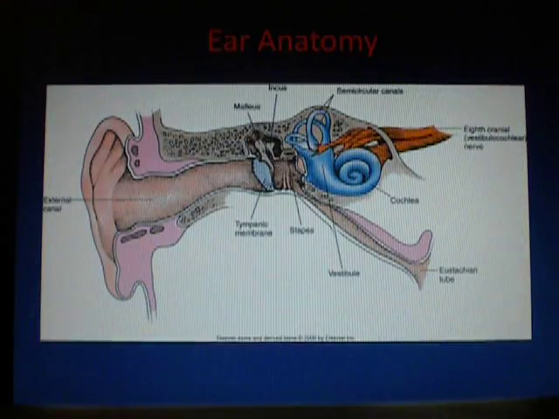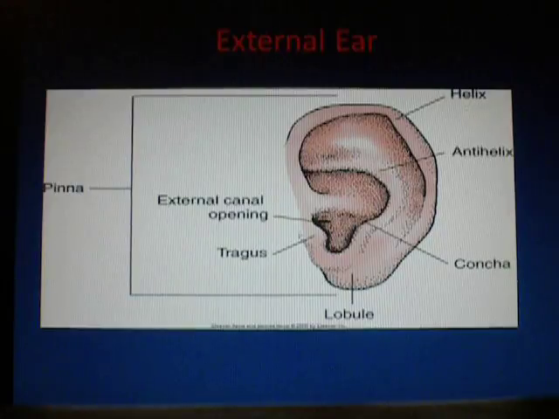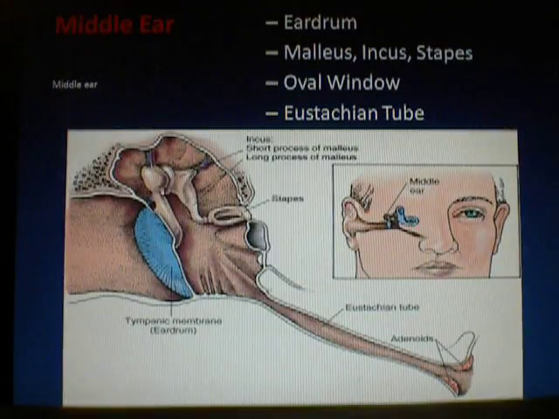Let's look at the anatomy of the ear. The ear is composed of three sections: the external ear, middle ear, and inner structures. The external ear includes the pinna, the tragus, auditory canal, and the eardrum. The middle ear consists of the tympanic cavity containing three bones: the malleus, incus, and stapes. The oval window, eustachian tube, and fluid comprise the middle ear and transmit sound vibrations to the inner ear.